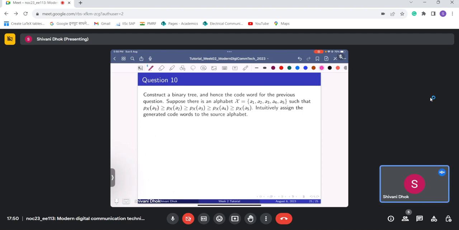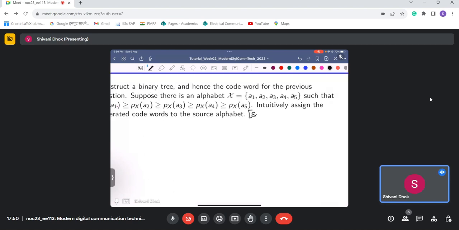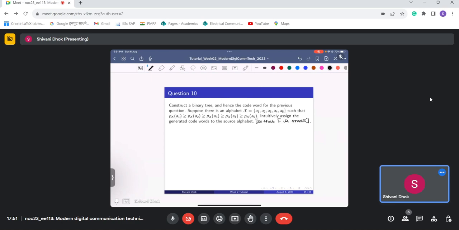To this A1, A2, A3, A4, A5, we have to intuitively associate the code words from the source alphabet so that it is somewhat better, or gives some minimum average length. So what I mean here is, so that L bar is small.